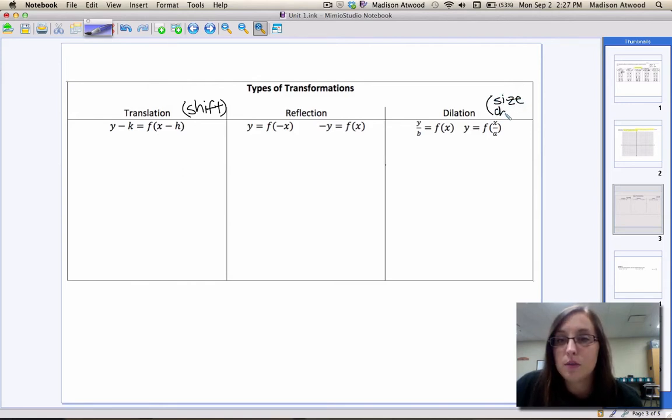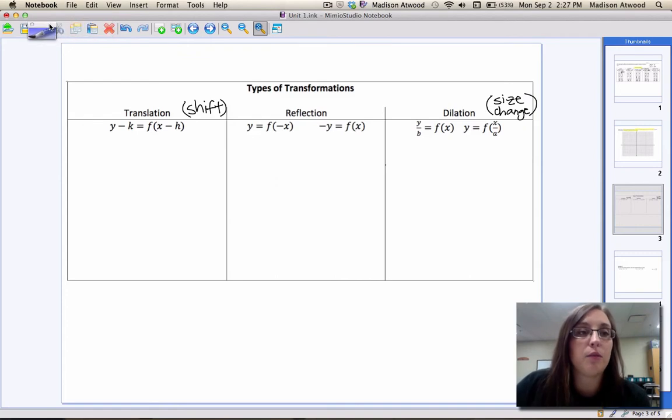And these terms may be familiar to you from algebra, or they may not. I'm going to assume by now that you're pretty familiar with those, so I'm not going to go into those too much. We're going to focus more on what happens to the function. So if there's a value added or subtracted from the x or the y, that's what's going to cause a translation or a shift. Okay, so adding or subtracting something is going to cause the shift.